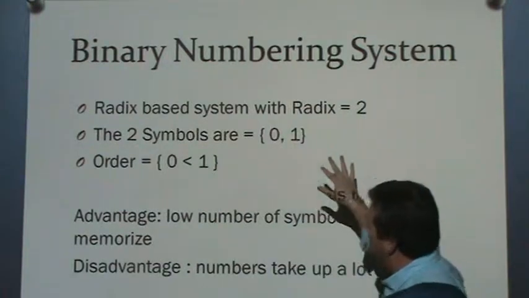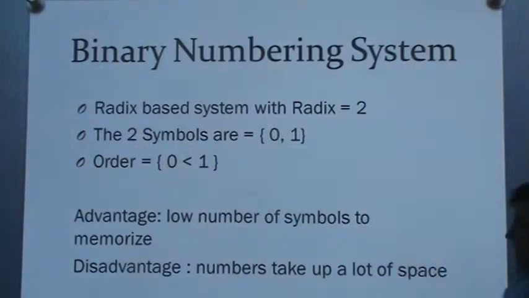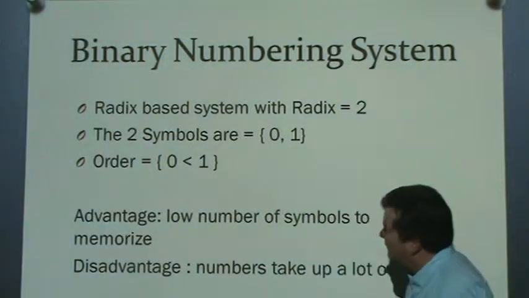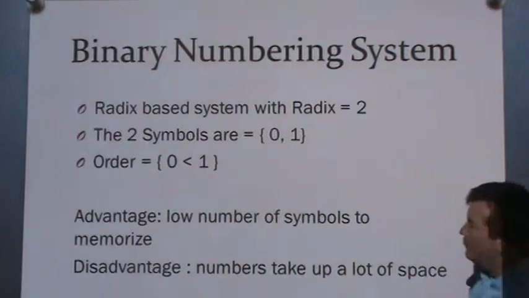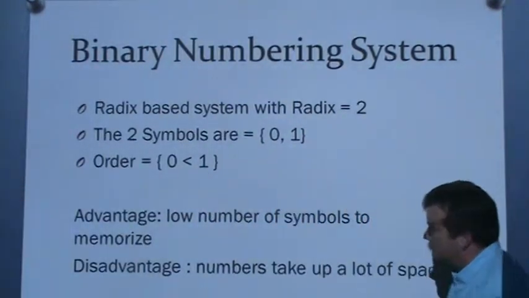The binary system has a radix of 2. So there's only 2 symbols in the whole numbering system. The 2 symbols are this one and this one. And then that's it. And we have to have an order. This symbol is smaller than this symbol.